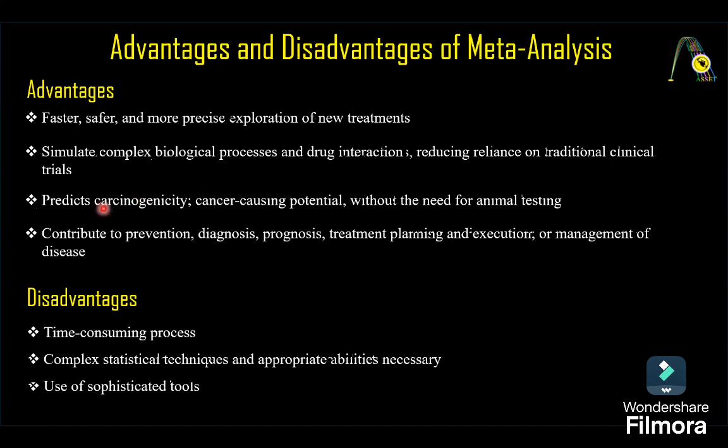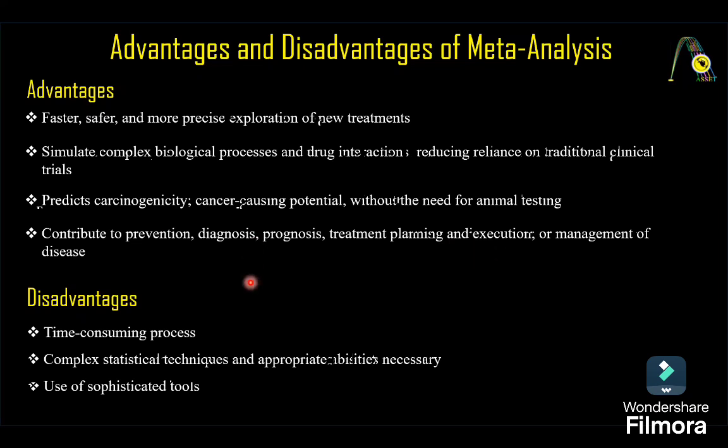It also has utility in predicting carcinogenicity. So it has utility in determining cancer-causing substances, right? So carcinogens, it has utility in things such as that without the need for animal testing. And it also contributes to the prevention, diagnosis, prognosis, treatment planning, and execution or management of disease.